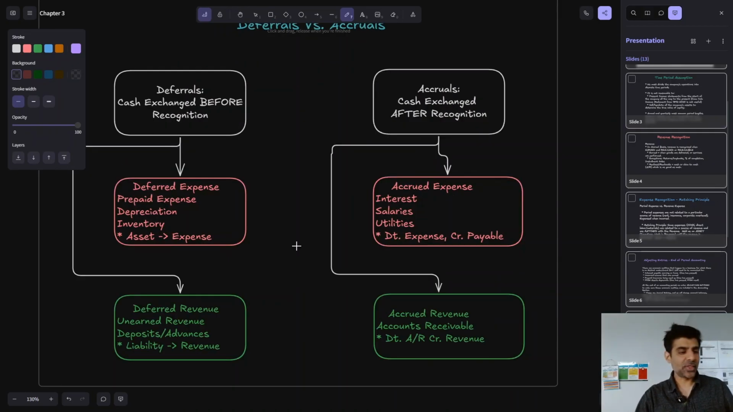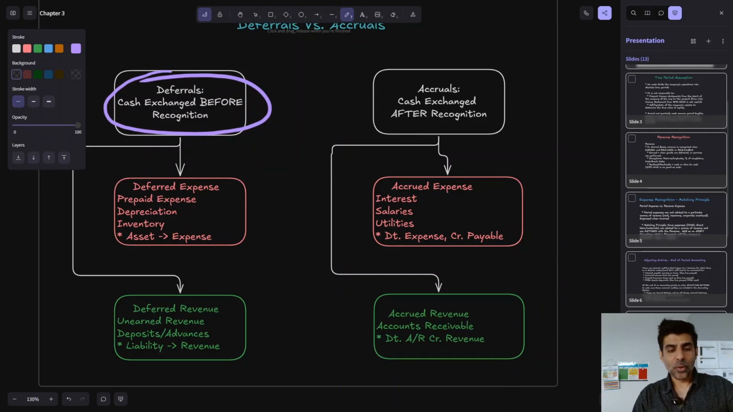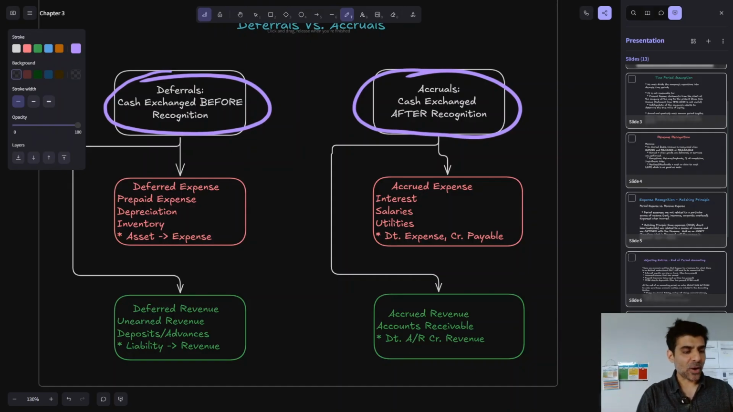Quickly, a terminology thing; I'm not going to dwell on this too long. Deferrals are things where the cash is exchanged before recognition. Accruals are things where the cash happens after. We just talked a lot about these. Deferred expenses are things like prepaid expenses, depreciation, and inventory. In the case of depreciation, we buy the van and then depreciate it later, meaning the cash was exchanged earlier. With inventory, we buy the inventory now with cash, and then we expense it later when we sell the item.